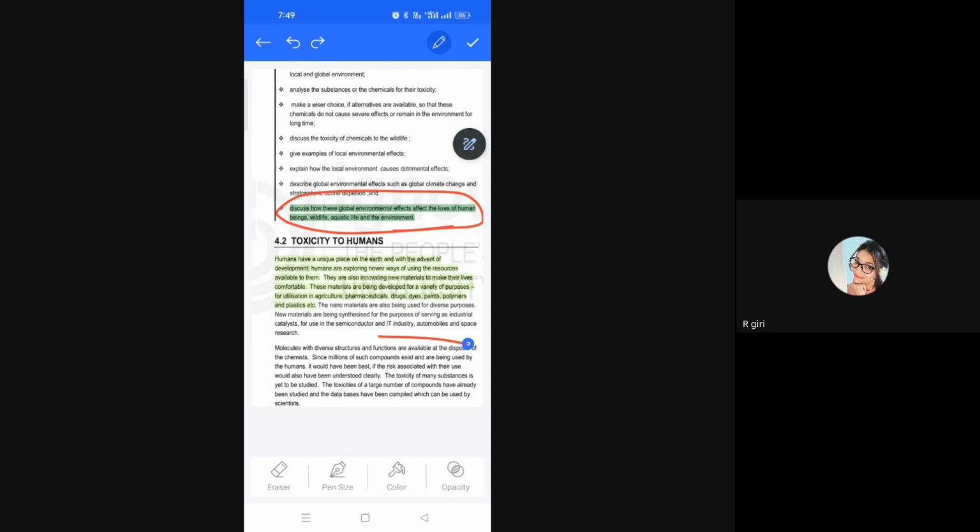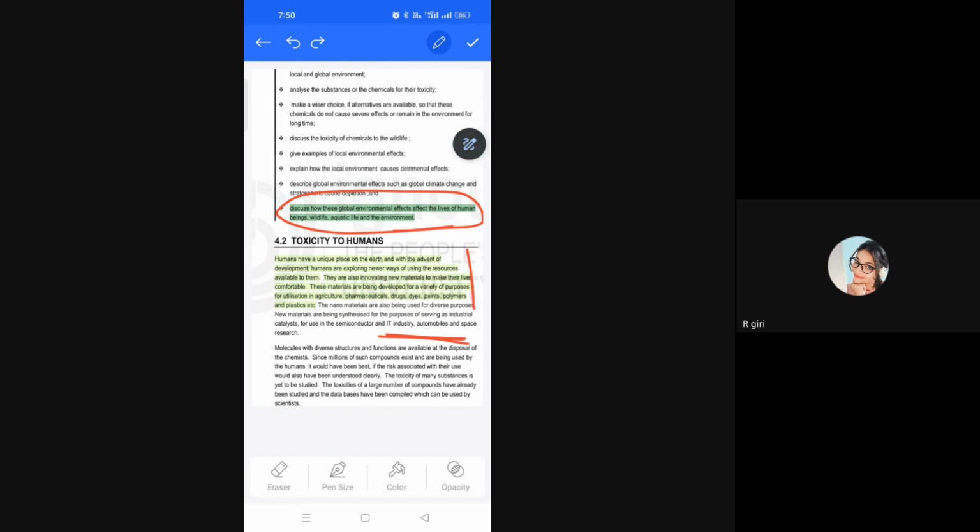Then we will read the important points one by one. I will read. You should remember these important points and you should highlight them in your own language. Toxic to humans. Humans have a unique place on the earth, and with the advent of development, humans are exploring newer ways of using the resources available to them, because humans have a mind to think and to reuse the resources. They are also innovating new materials to make their lives comfortable.